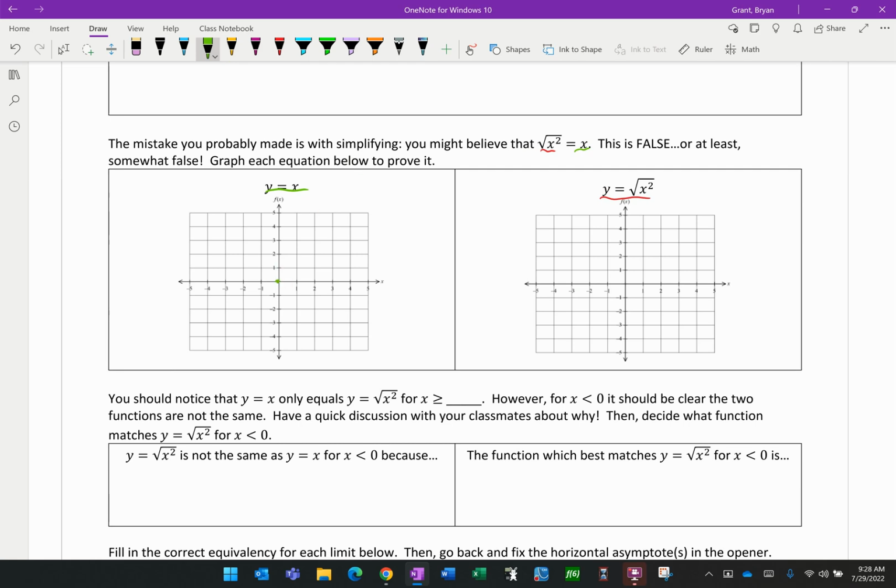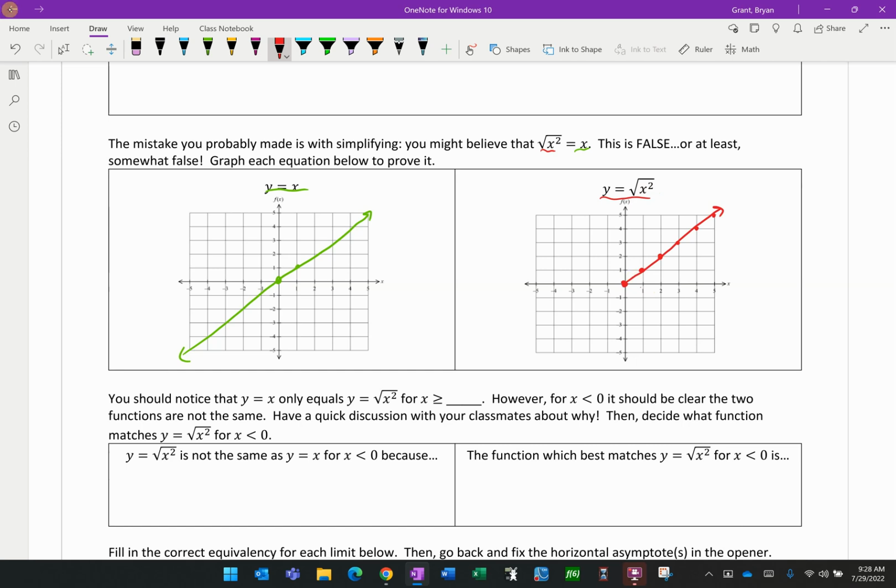Y equals x, we know, starts at the origin, up 1 over 1, looks something like this, give or take. But then y equals the square root of x squared, we're going to try to graph without simplifying. And so when you do that, we substitute in 0. 0 squared is 0. Square root of 0 is 0. Substitute in 1. 1 squared is 1. Square root of 1 is 1. 2 squared is 4. Square root of 4 is 2. And so on and so forth. So this right side here definitely looks like it matches up with the green graph.